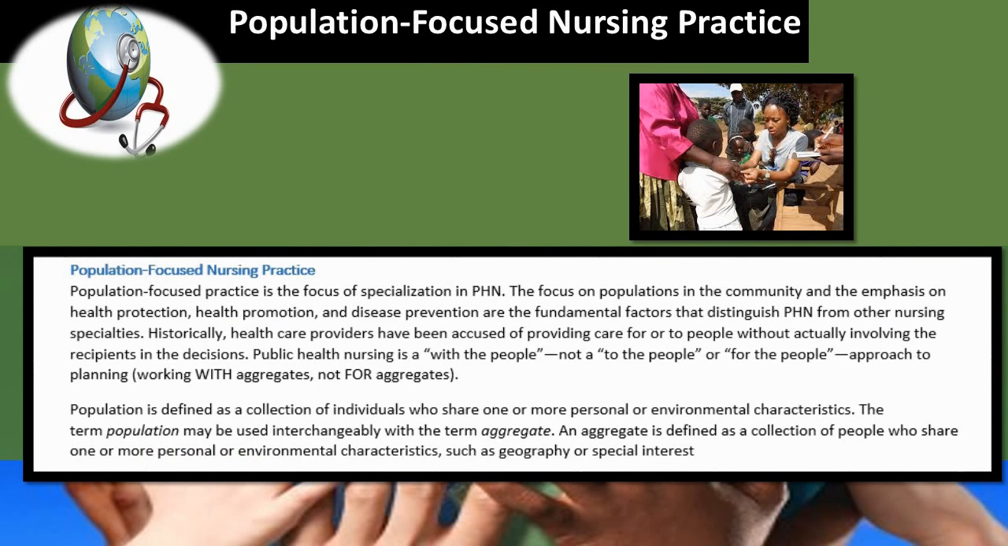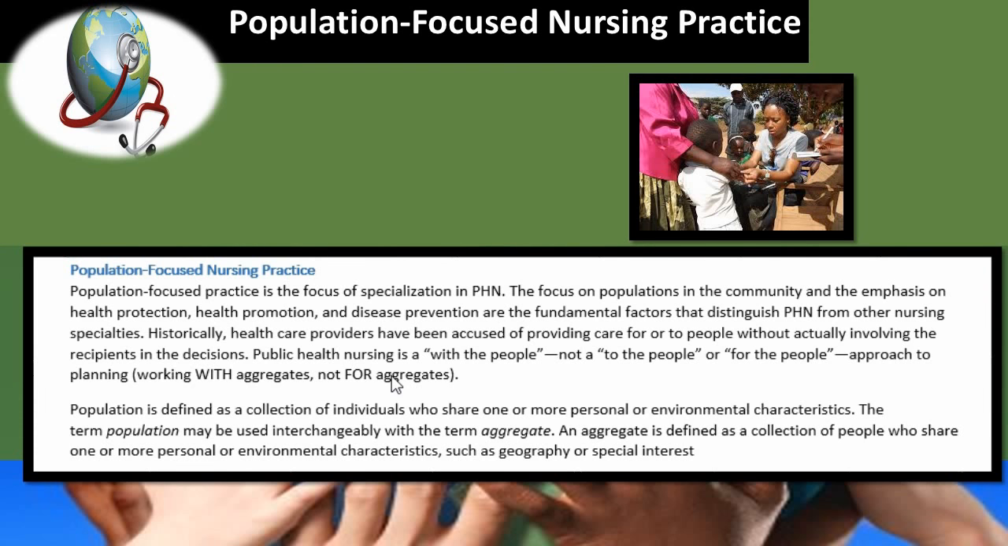Let's talk about the population focus a little bit more so we can understand it. We talked about the fact that the population is the focus of specialization in public health. A focus on population in the community and the emphasis on health protection, health promotion, and disease prevention are fundamental to public health nursing. Remember that historically, healthcare providers have been accused of providing care for or to people who actually weren't involved. So, public health nursing is about a with the people approach, not a to the people or for the people approach. So, we're going to be working with people, which we're going to call aggregates, and we'll define here. Not for people. Working with people.